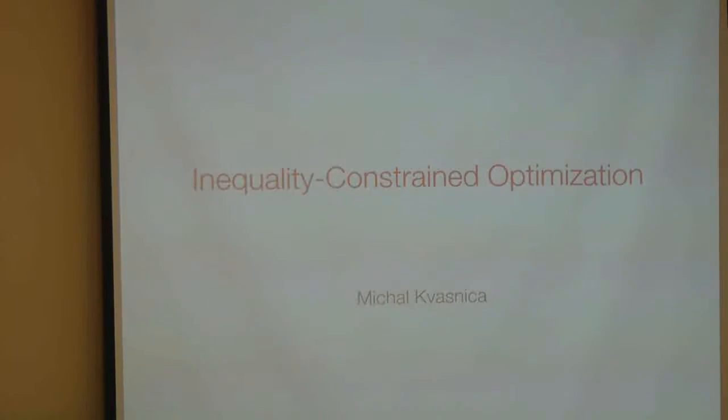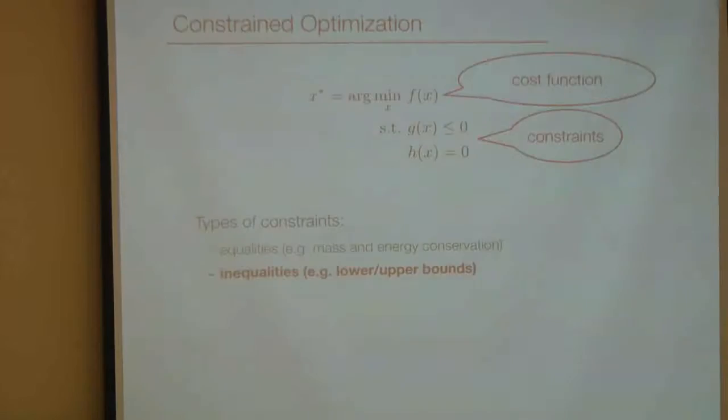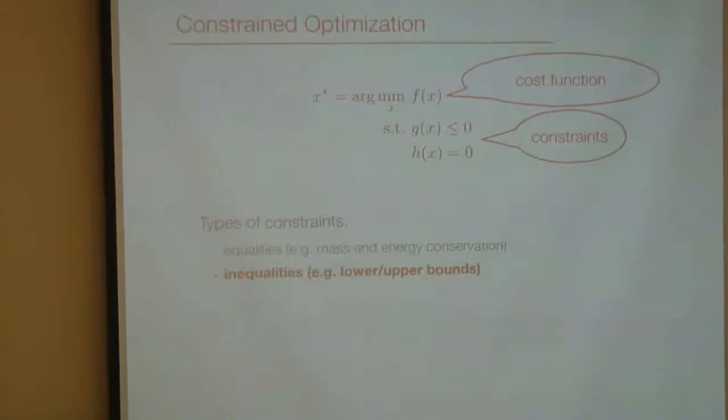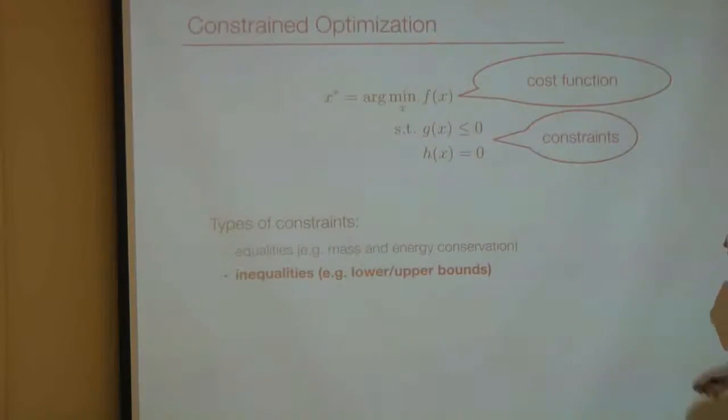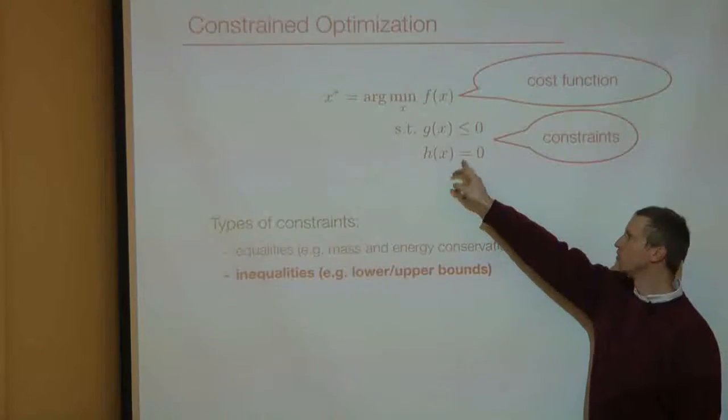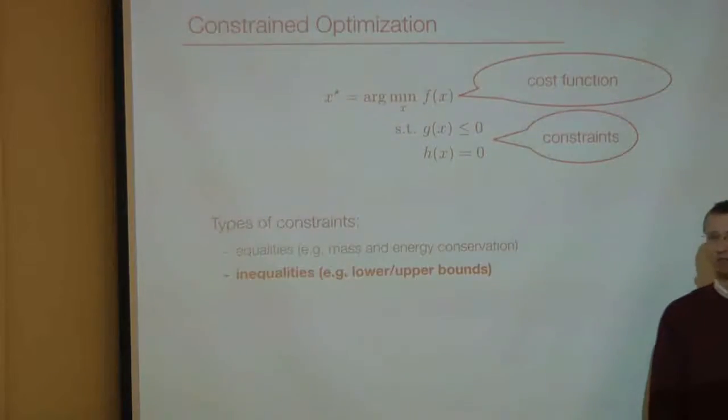Let us start with the second part of today's lecture, which will be about a more general class of optimization problems. Specifically, now we will also, besides equality constraints, consider inequality constraints. So in mathematical terms, we have a cost function that we would like to minimize, and besides equality constraints, we also have some inequalities.